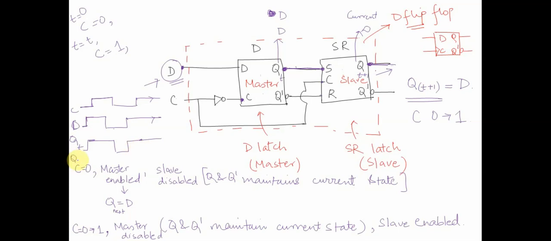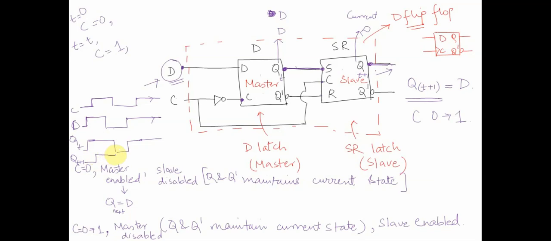What will be Qt plus 1? As long as C is 0, the slave is disabled. Slave is disabled means it will retain its previous state. Let's assume the previous state was 0, so it will remain at value 0 till this point of time. As soon as C becomes 1, the value at Qt would be transferred to the output Q. So the value 1 would be transferred, right?